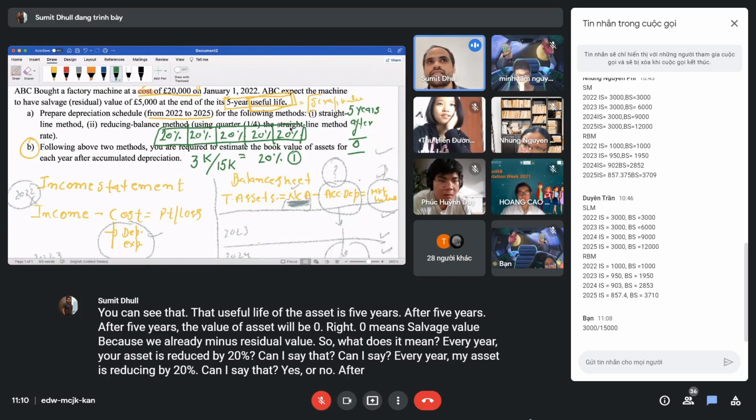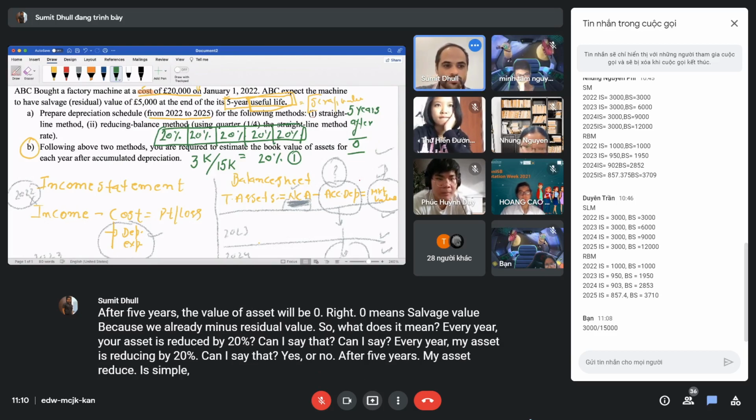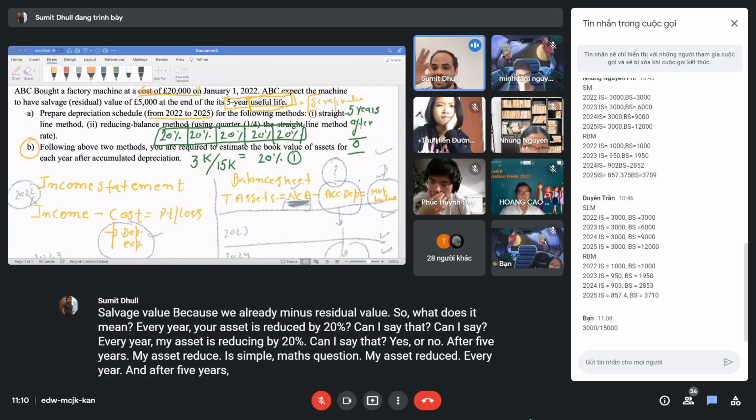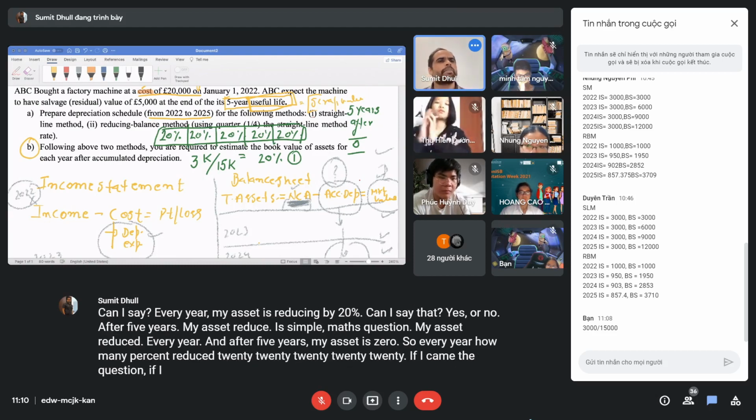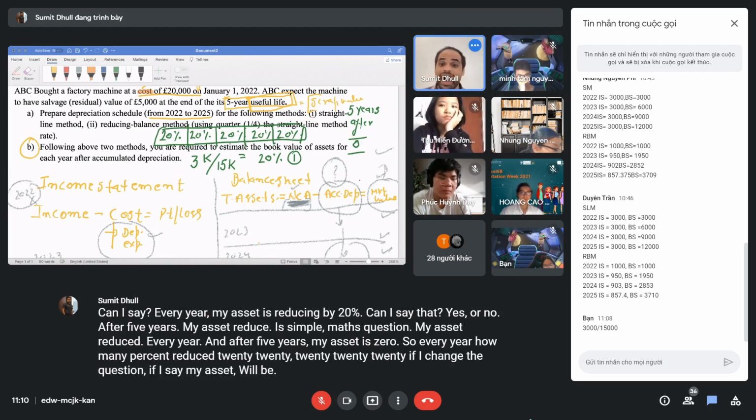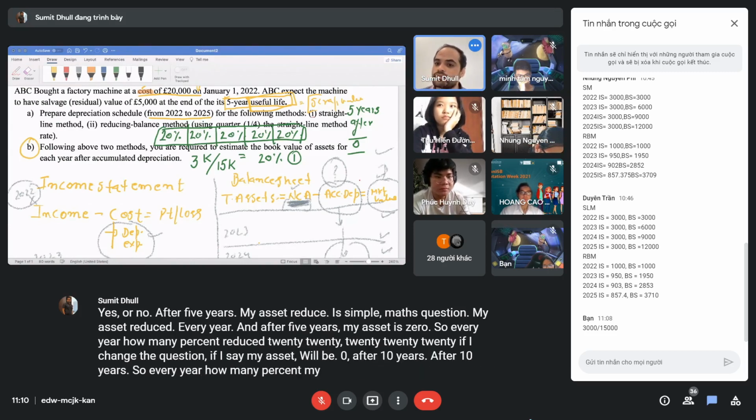After 5 years, my asset reduces. It is a simple maths question. My asset reduces every year, and after 5 years, my asset is 0. So every year, how many percent reduce? 20, 20, 20, 20, 20. If I change the question, if I say my asset will be 0 after 10 years, so every year, how many percent does my asset reduce?